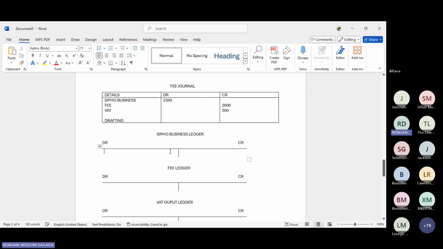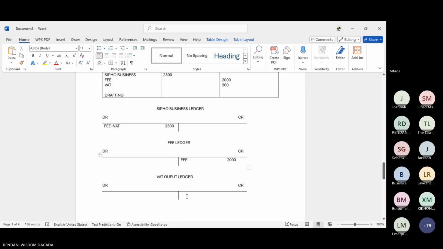CPO business, it's on the debit side, it's fee plus VAT, 2,300. Fee, it's 2,000 on the credit side. And the VAT, it's 300 on the credit side. Just like that, we are done with that fee.